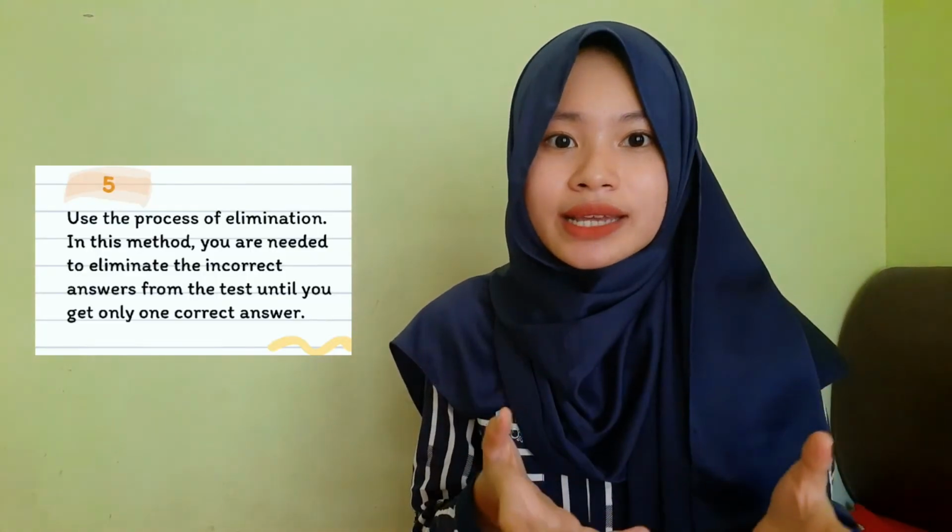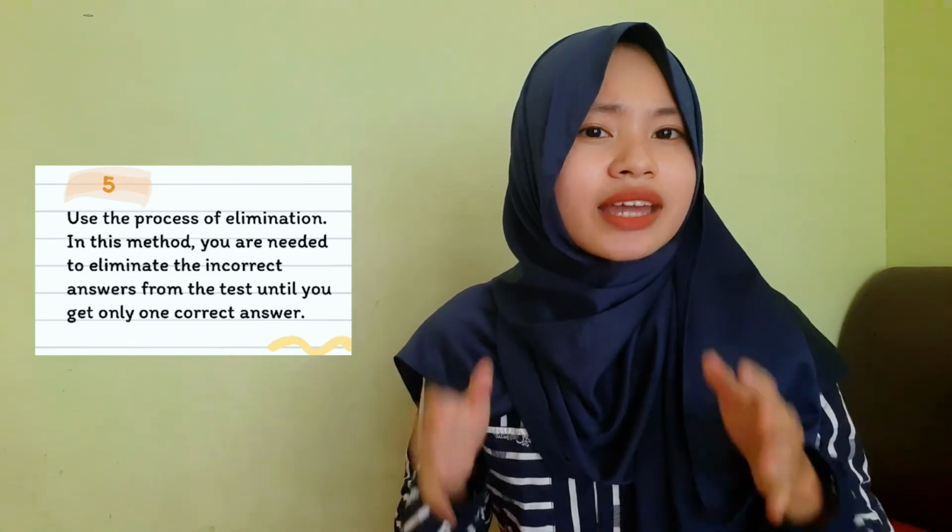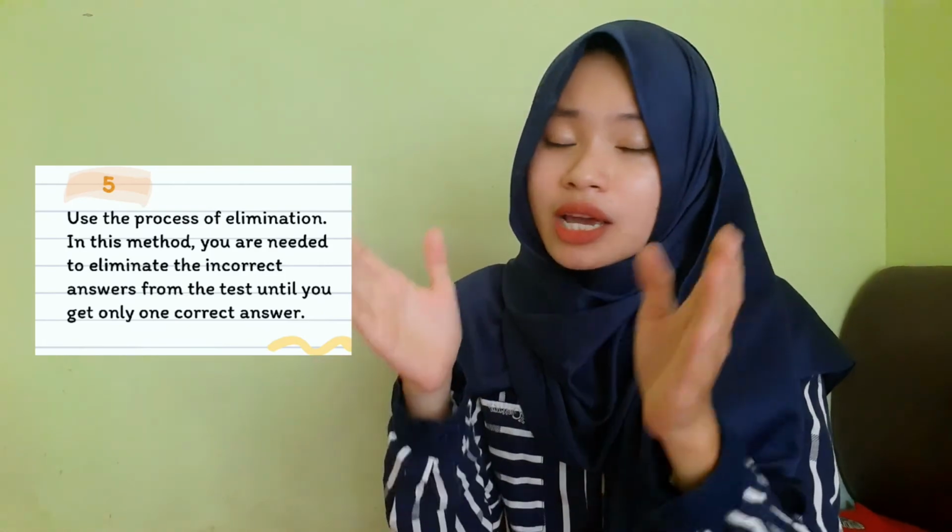The fifth tips and tricks are to use the process of elimination. In this method, you are needed to eliminate the incorrect answers from the task until you get only one correct answer. It is so much easier to eliminate first and get the one answer that isn't eliminated, and the answer will probably be right. The last tips and tricks are to keep your calm and don't leave any questions unanswered.